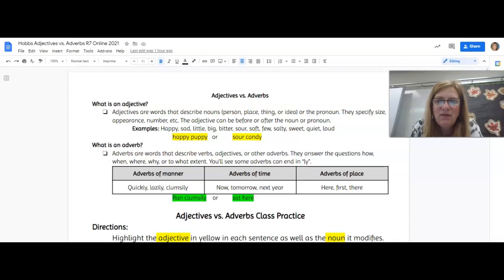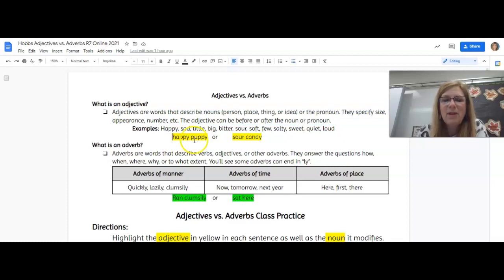I want to do a real quick review on that before you get to the practice activities and the NoRedInk. So first of all, what is an adjective? Adjectives are words that describe nouns, which would be a person, place, thing, or idea, or the pronoun. They specify size, appearance, number, etc. The adjective can go before or after the noun or pronoun. Some examples of adjectives are happy, sad, little, big, bitter, sour, soft, few, salty, sweet, quiet, loud.